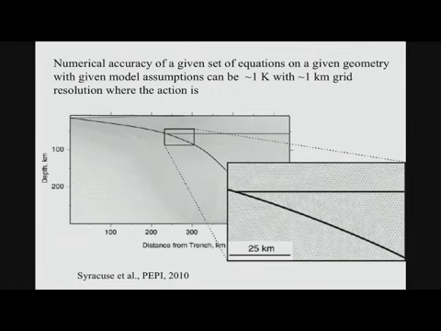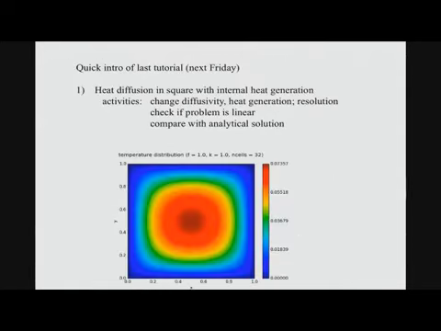Not sure you can see this that easily from the back, but this is a type of finite element grid we used in the Syracuse et al. study from 2010, where we have a grid resolution less than 1 kilometer right in this grid point. And so we think our numerical solutions are accurate for the given set of conditions. That doesn't mean that these solutions are accurate for the subduction zone that we're studying. And the reason for that will be discussed after I introduce the tutorial to you.